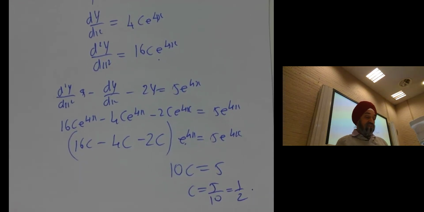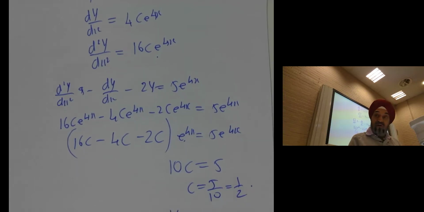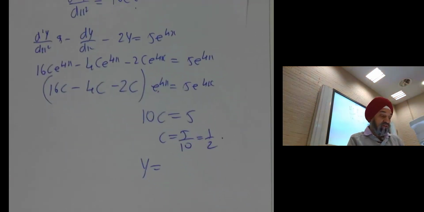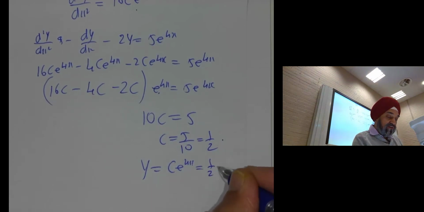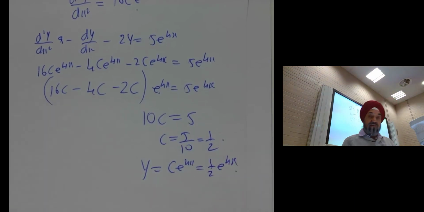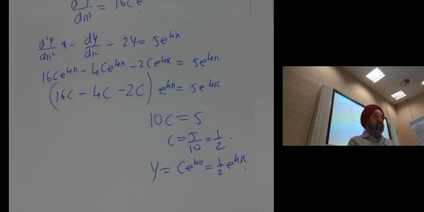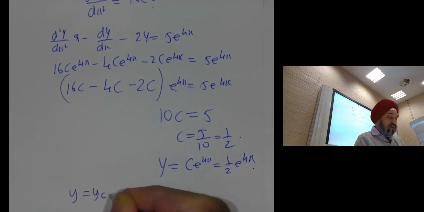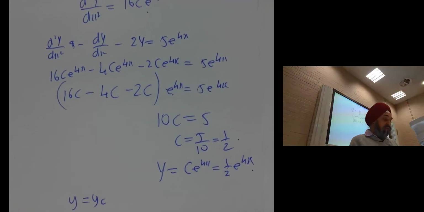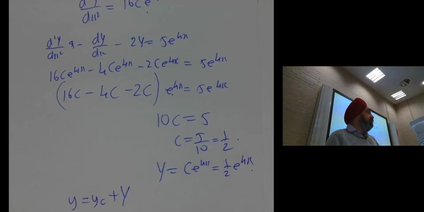So our solution, that y that we tried, c e to the 4x, is equal to half e to the 4x. So our general solution so far is going to be y, the homogeneous bit, the complementary function, yc, plus the extra bit we need to add on to get the 5e to the 4x. We couldn't try 5e to the 4x, it wouldn't have worked.